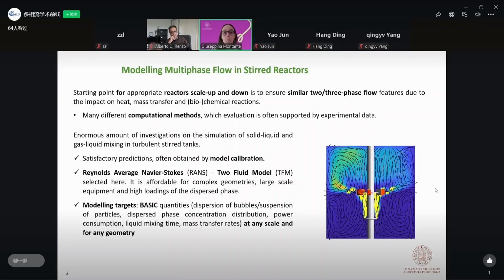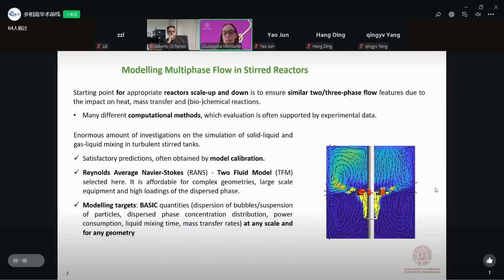a topic that can be faced at a different level of detail, but since our target is to scale up industrial reactors, we specifically target a robust tool in order to obtain satisfactory prediction, but without model calibration. But also we need to have an industrially viable tool. So we selected the Reynolds-averaged Navier-Stokes two-fluid model because it is affordable for complex geometry, large-scale equipment, and also it can tackle high loadings of the dispersed phase.